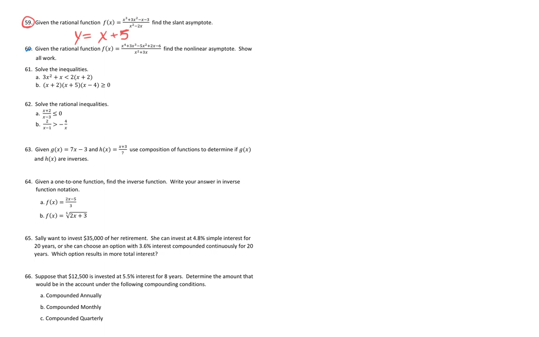Okay, 60. Given the rational function, find the nonlinear asymptote, show all work. We're going to do the same thing as in the last one, using long division to pull stuff out until we can't pull anything else out, and that'll represent our slant asymptote. So to set this up, we have x to the 4th plus 3x to the 3rd minus 5x squared plus 2x minus 6. We divide this by x squared plus 3x.